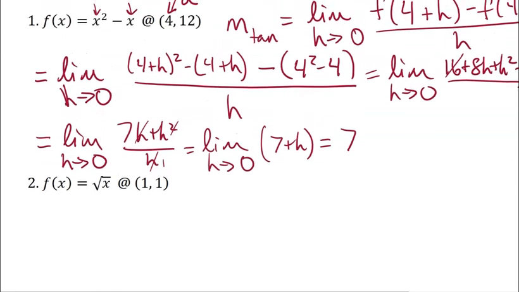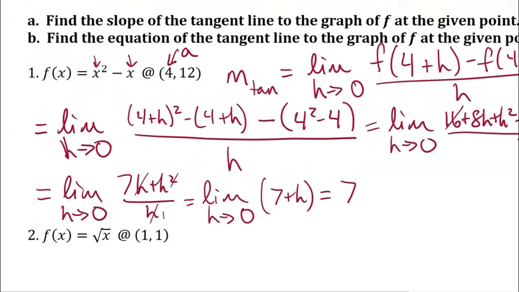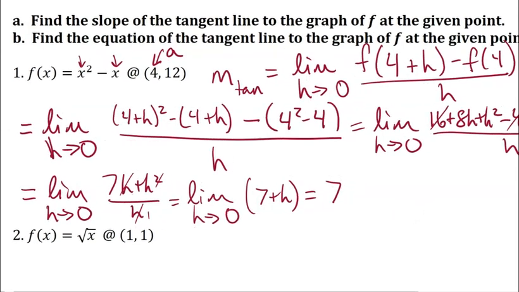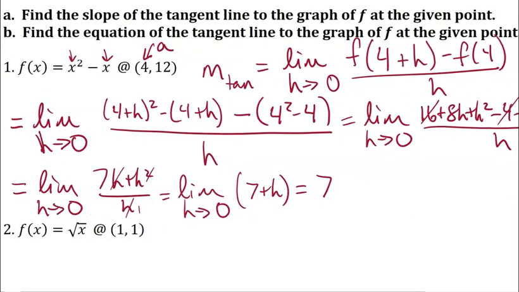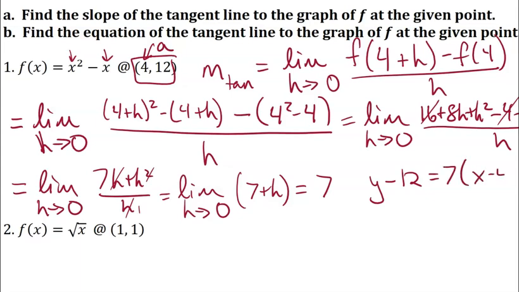That's part A. Part B says to find the equation of a tangent line. Well, to write the equation of a line, we need two things: we need a slope and we need a point. So our slope is 7 and our point is (4, 12). And since it doesn't tell us what form we need to write the equation of the line in, I'm going to do point slope because it's superior to all of the others. So point (4, 12), slope of 7. So the equation of my tangent line is y minus y1, which is 12, equals the slope 7 times x minus 4, and I'm done.